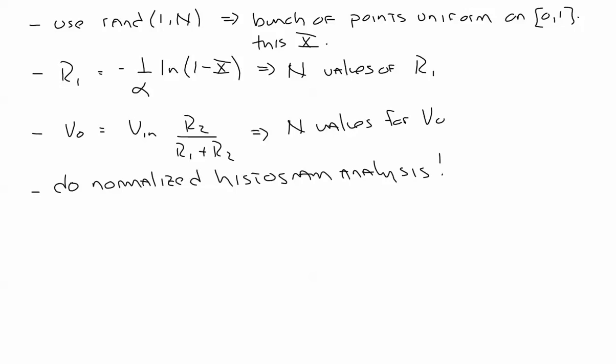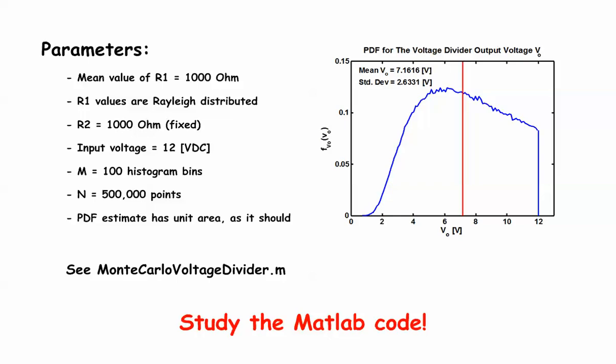Do normalized histogram analysis like we discussed in the previous lecture. All right. That's my result. Okay? On the upper right-hand corner is the plot of the probability density function for my voltage divider output. Okay?